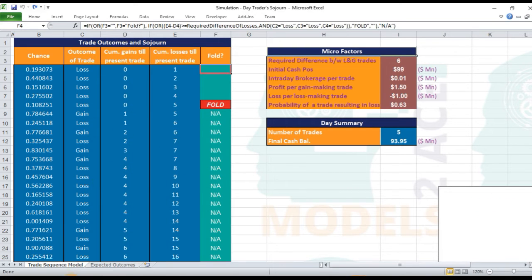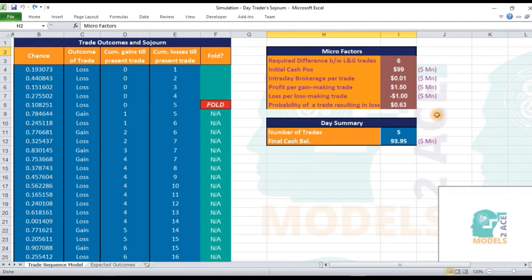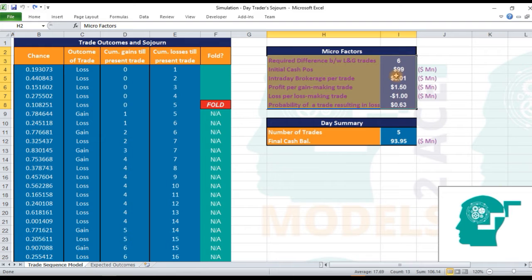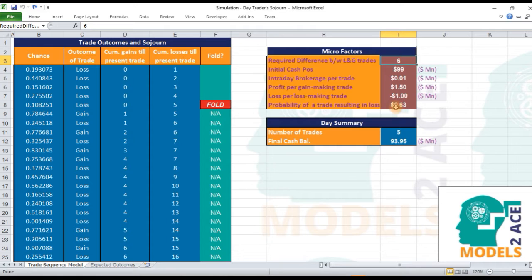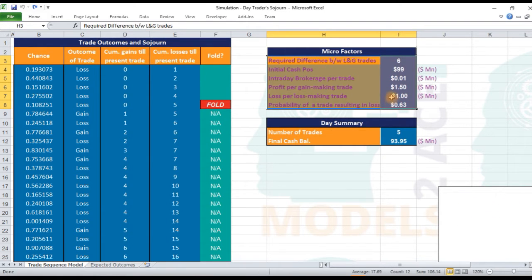Let us examine the spreadsheet model, in this tab titled Trade Sequence Model. For a primer on simulation, please refer to the simulation videos under the playlist on Project Management, on this channel. This table summarizes the micro factors impacting the target metrics, that is, number of trades and final net cash balance. These are the independent variables that will act as inputs to our model.